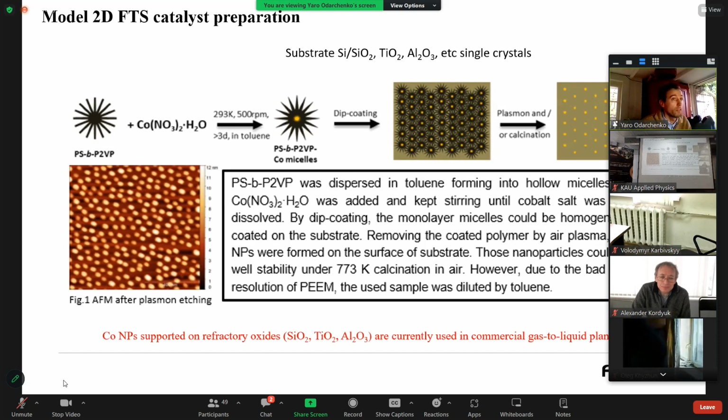And the important thing to say here is that these cobalt nanoparticles supported on refractory oxides are actually currently used in commercial gas-to-liquid plants.